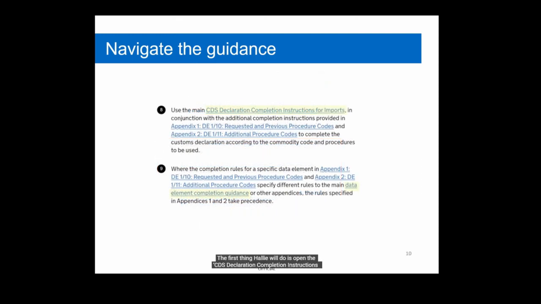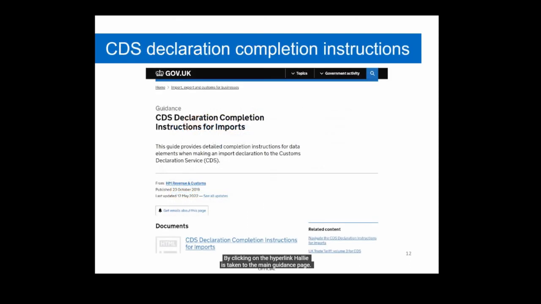The first thing Hallie will do is open the CDS Declaration Completion Instructions for Imports guide, which has data element by data element guidance of what is required. This can be accessed via two links in both steps 8 and 9. By clicking on the hyperlink, Hallie is taken to the main guidance page.